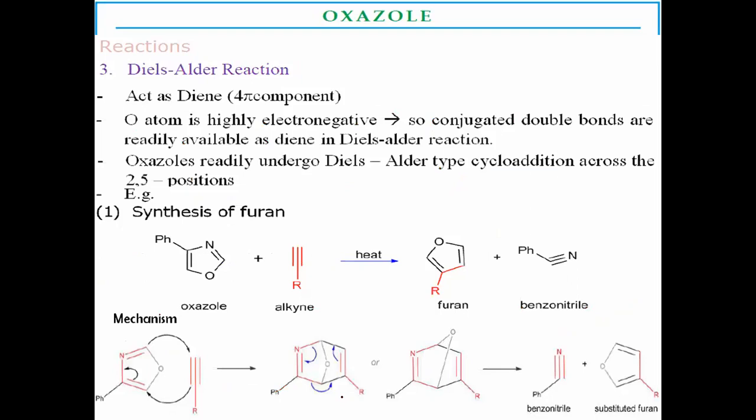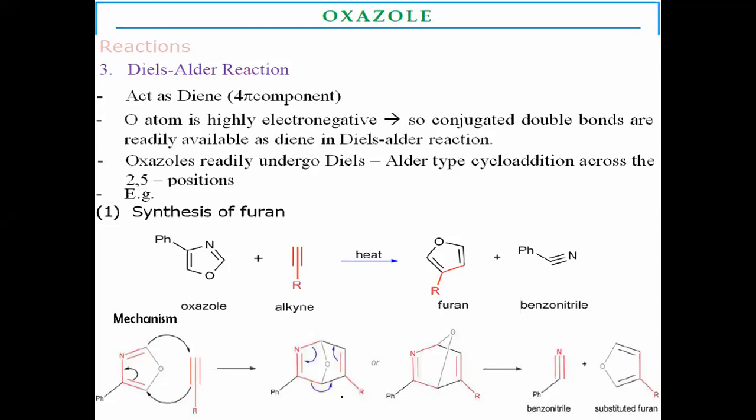Now another reaction is the Diels-Alder reaction. If you already studied the Diels-Alder reactions, the diene and dienophile come together to form the cyclized product. Here, oxazole acts as a diene and the dienophiles are the alkynes. Here is one of the examples, the preparation of furans through this Diels-Alder reaction. We already discussed in unit 3 the preparation of furans. Oxazole is the starting material.